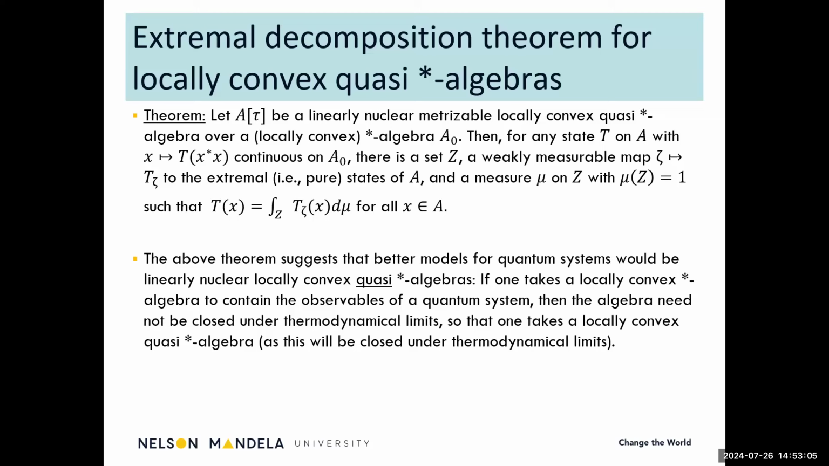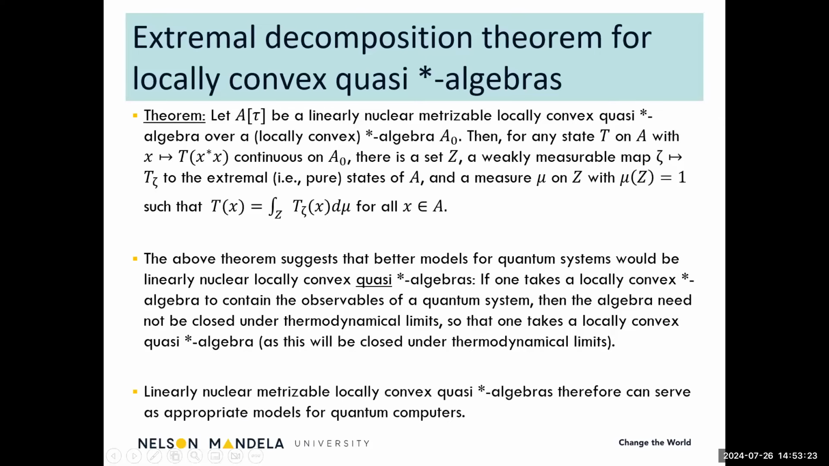But we will restrict attention first primarily to the GB-star algebras, just for the sake of simplicity, to get a general idea of how it works. And then linearly nuclear metrizable locally convex quasi-star algebras can therefore also serve as appropriate models of quantum computers, in light of these two results, especially the first theorem.